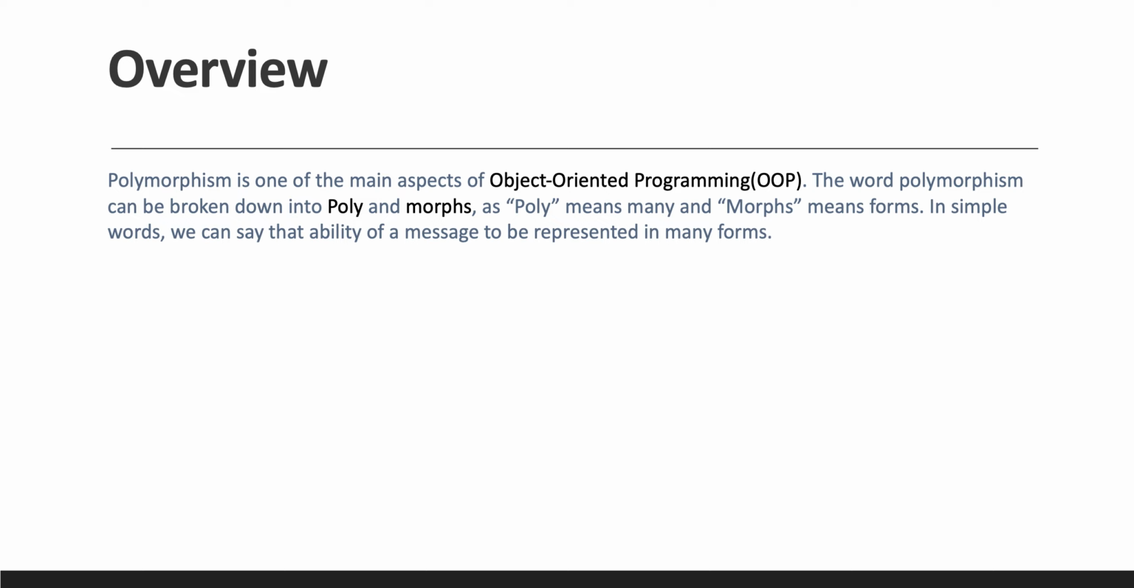Polymorphism is one of the main aspects of object oriented programming, that is OOPS concepts, and the word polymorphism can be broken down into two parts: poly and morphs. Poly means many and morphs means forms. So polymorphism, in simple words, is the ability to deliver a message to be represented in many forms.